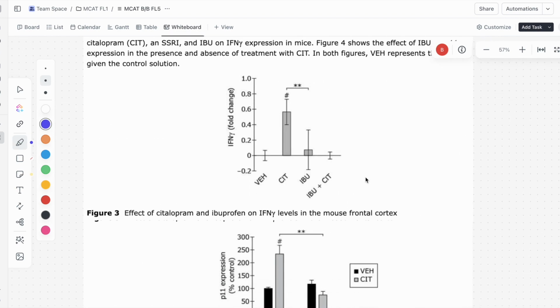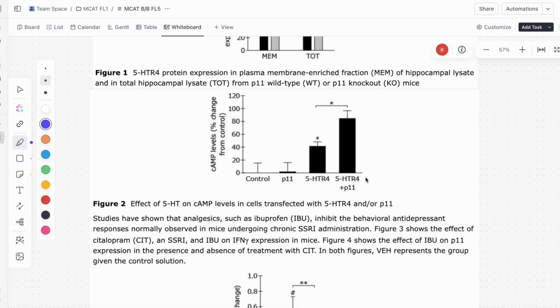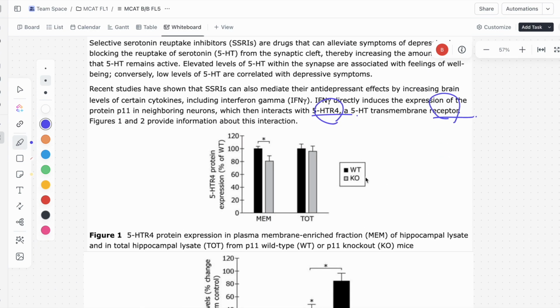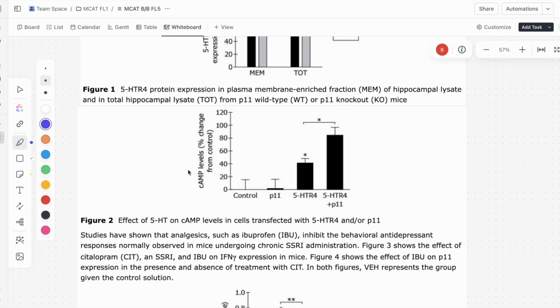And if you go through this passage, you'll notice that it doesn't actually explicitly state. So you have to do a little bit of inferring here as to what 5-HTR4 exactly is. And you'll notice in figure 2 that we see the relation between cAMP levels and 5-HTR4. So what that tells us is if we're measuring cAMP levels, depending on whether or not we have 5-HTR4 or not, 5-HTR4 is probably going to be related directly to cAMP.